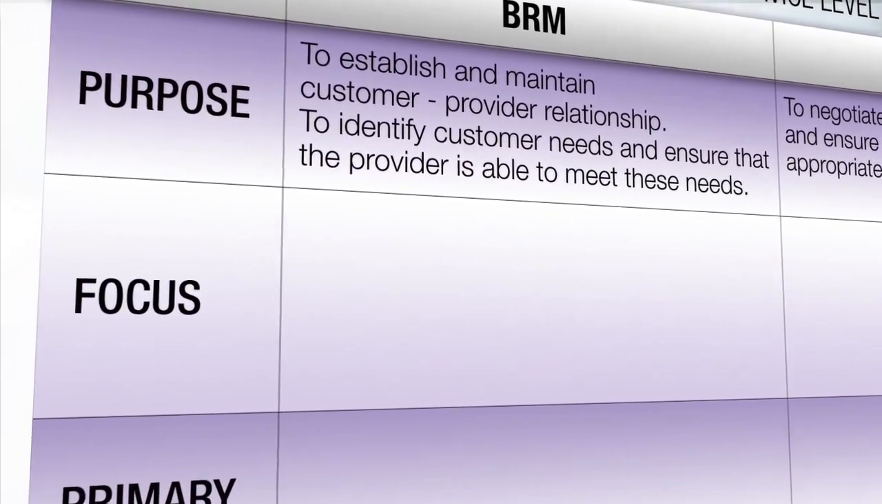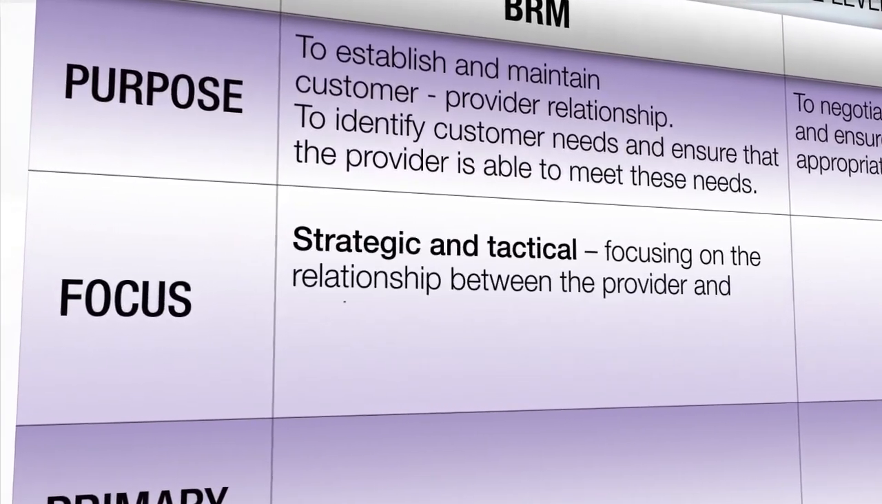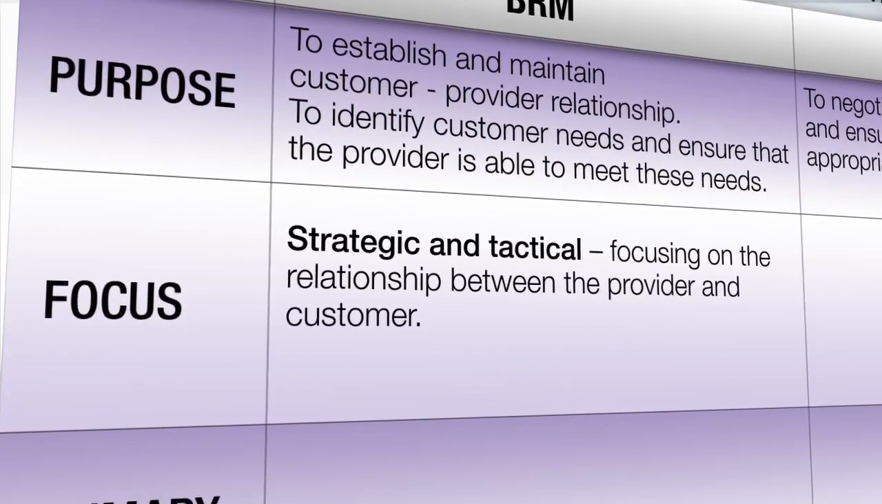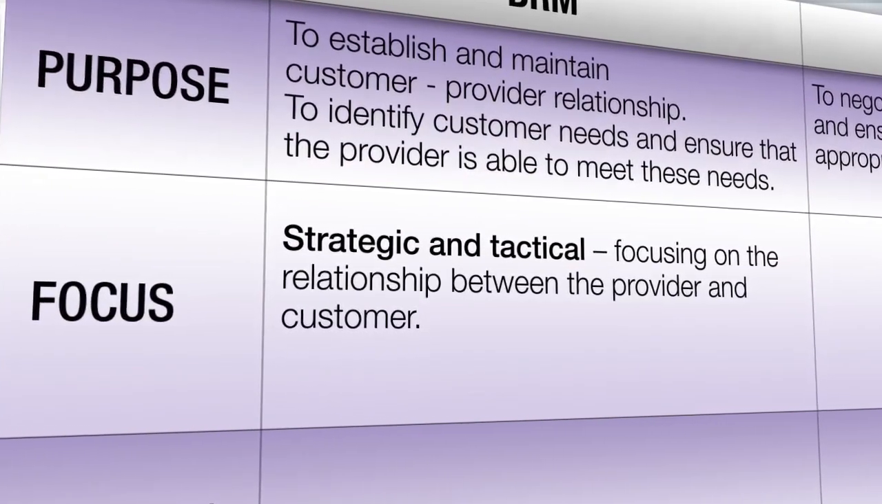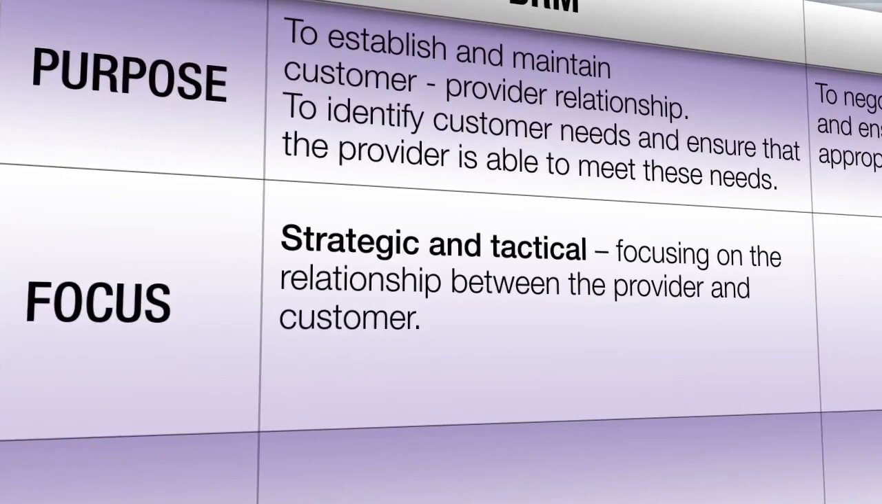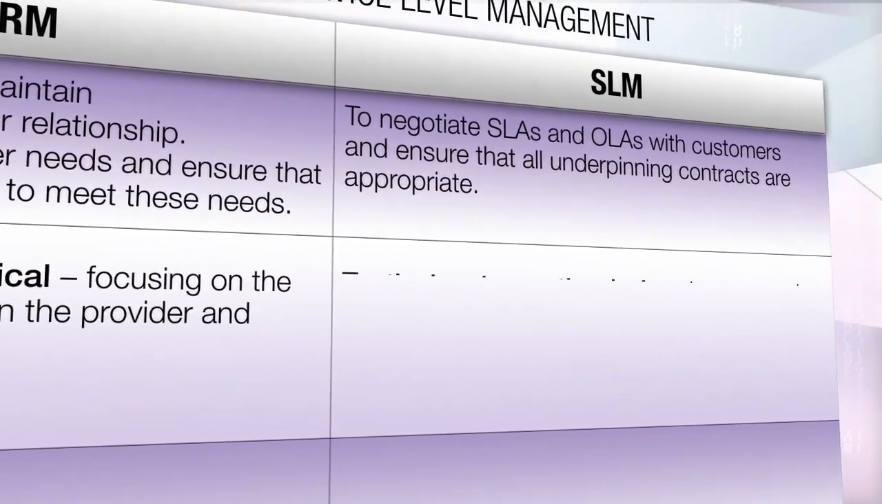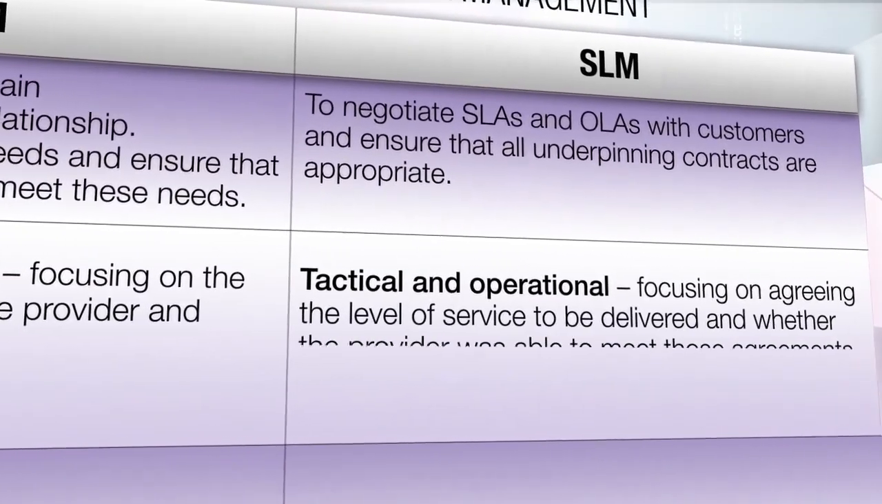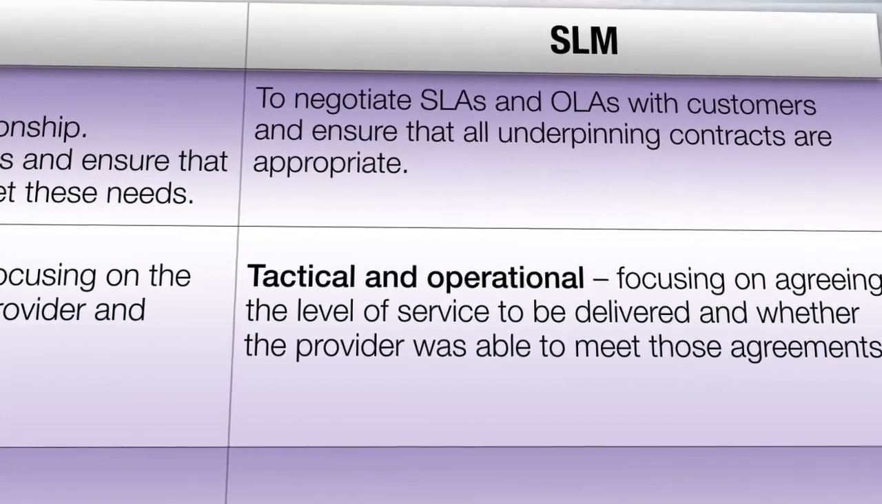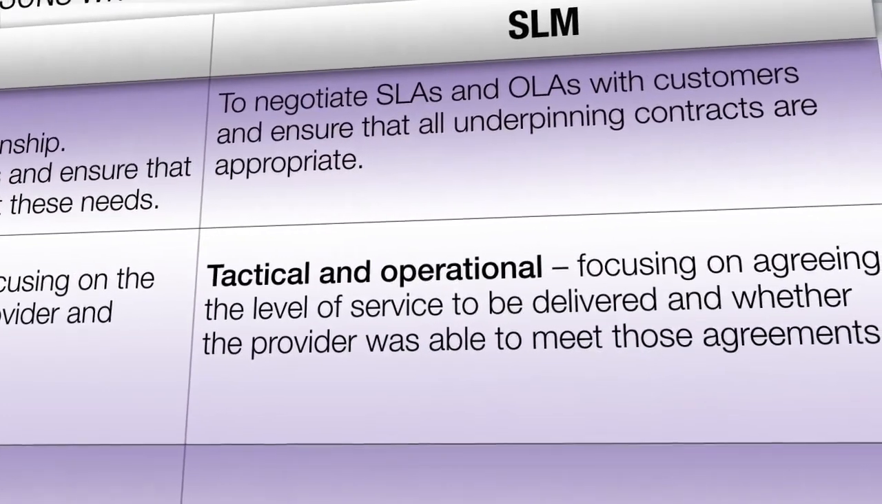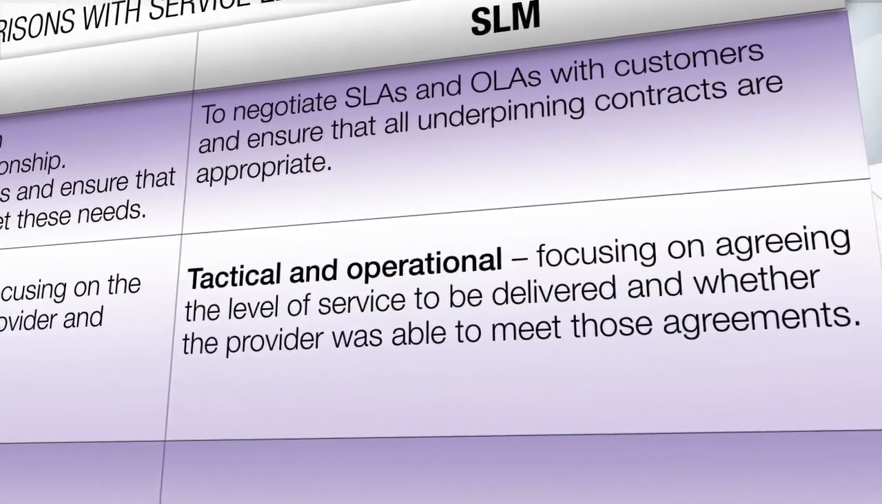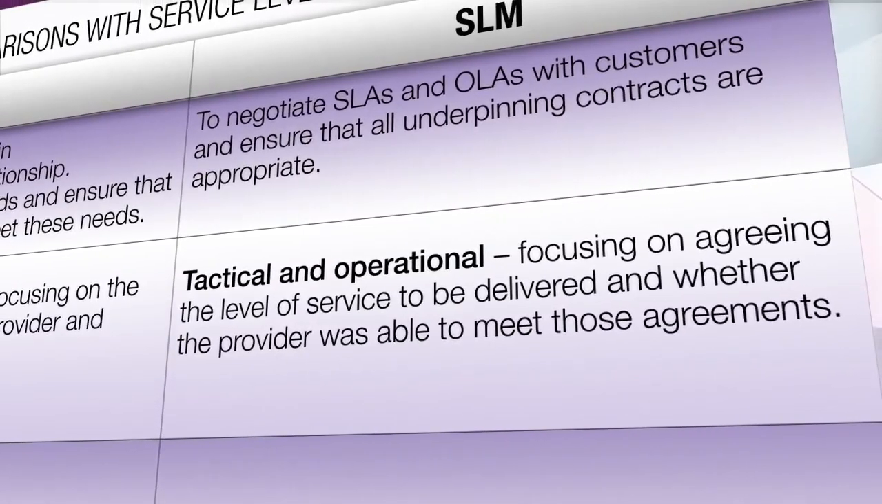Business relationship management focuses at the strategic and tactical levels of provision, focusing on the relationship between the provider and customer, whereas service-level management focuses on the tactical and operational issues, focusing on agreeing the level of service to be delivered and whether the provider was able to meet those agreements.